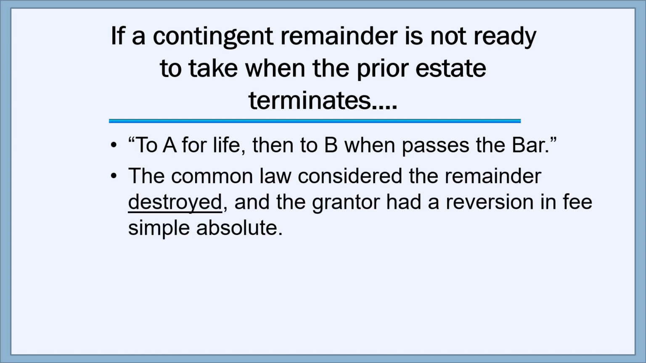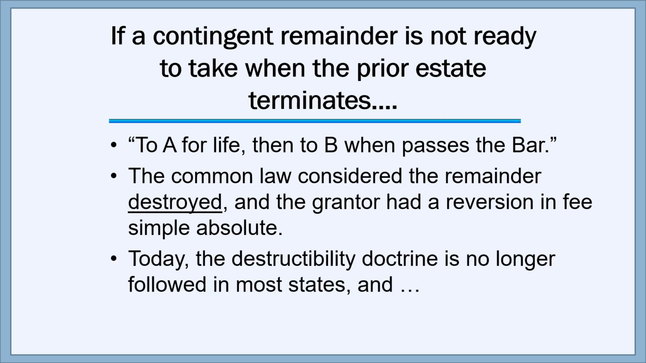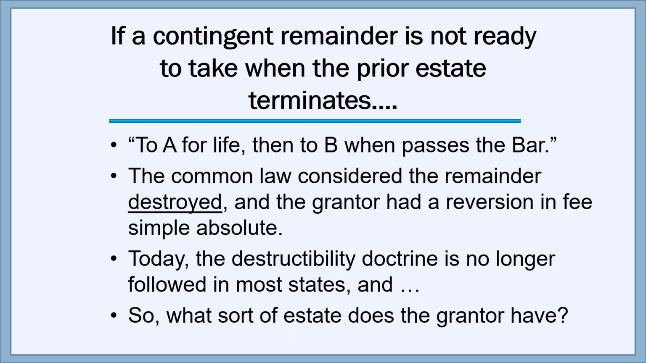So what do we call this? The common law considered that the remainder was destroyed if it wasn't ready to take when the prior life estate ended, and therefore the grantor would have a reversion in fee simple absolute. But that's a rather cruel rule from B's point of view, and today the destructibility doctrine is no longer followed in most states. So what that means, of course, is that B's future interest is still perfectly good, even though B hasn't qualified to take the property at the time of A's death. So what will we do with the estate after A dies if B isn't ready to take it yet? Well, obviously, it's going to go back to the grantor, and we'd say the grantor has a reversion.